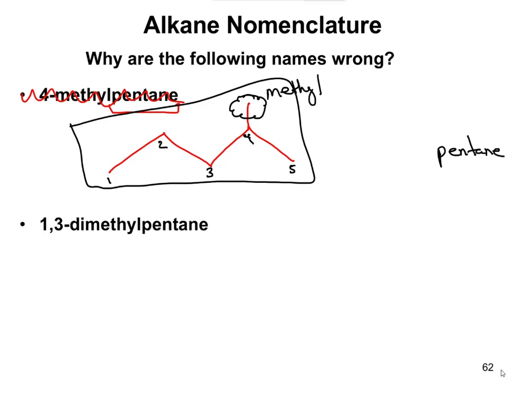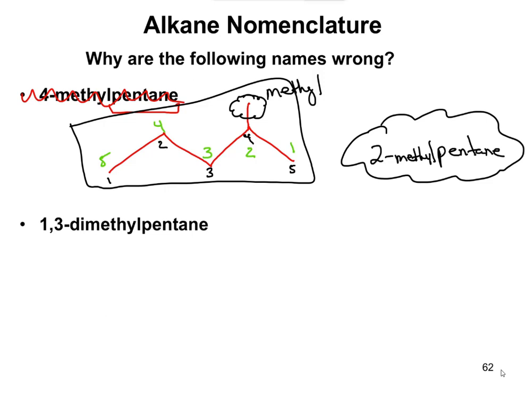But you have to remember that we can number these things going in either direction, right? 1, 2, 3, 4, and 5. And we want to give the substituent the lowest possible number. So instead of 4-methylpentane, it should really be 2-methylpentane, right? So that would be the correct answer for that one.